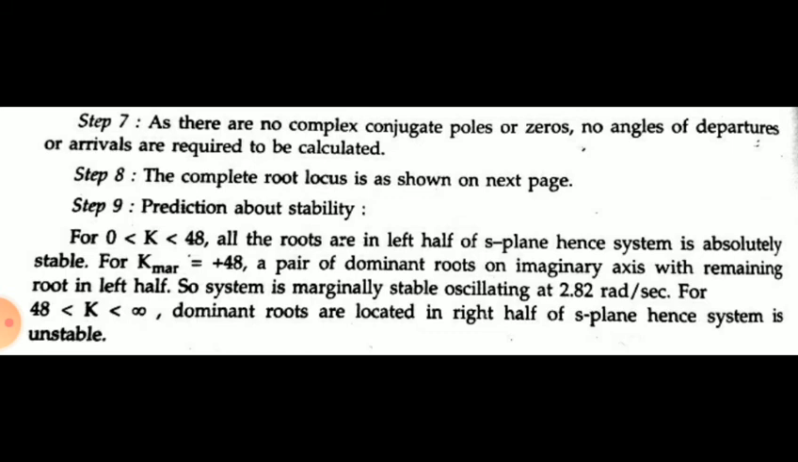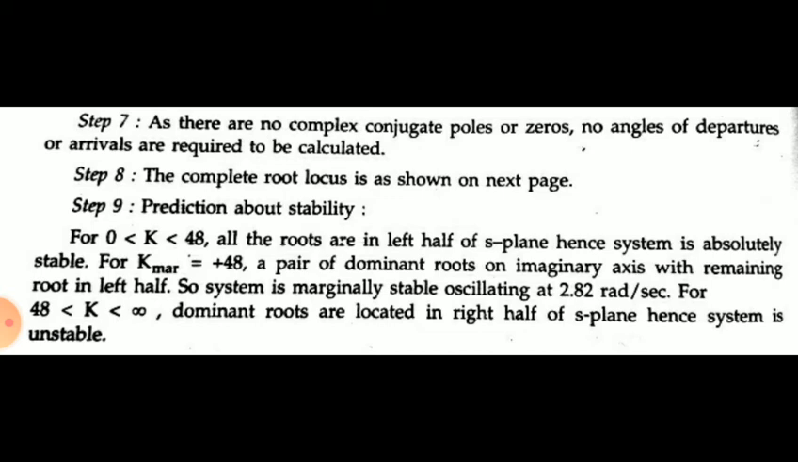Step number 7: as there are no complex conjugate poles or zeros, no angles of departure or arrival are required to be calculated. When you calculate the poles and zeros, if the poles or zeros are complex conjugates, then only you have to find out the angle of departure and the angle of arrival. Otherwise, it is not necessary to calculate. The complete root locus is shown on the next slide.